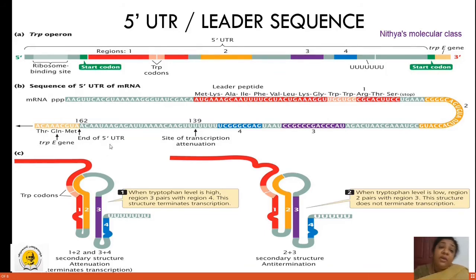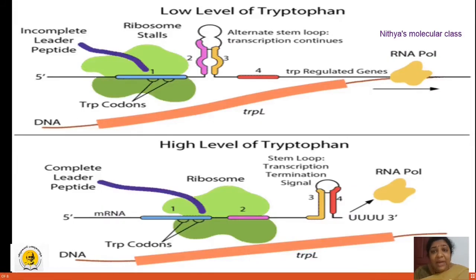If a high amount of tryptophan is present and you want to stop transcription, then what happens? In a cell having a high amount of tryptophan, the amino acid tRNA with tryptophan is not a big issue. That will come, and the transcription will proceed. Then the 1+2 and 3+4 secondary structures form, attenuation happens and termination occurs. You can see this in the next slide also. How does this look here?